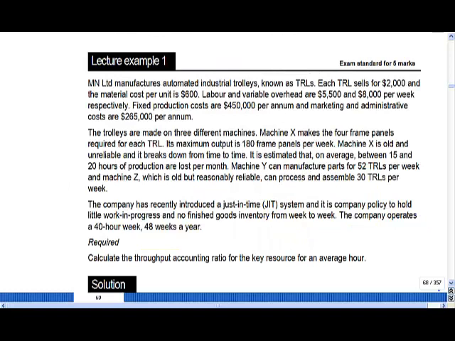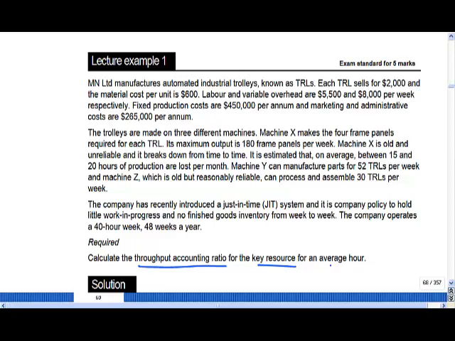So if we have a look at lecture example 1, we've got to calculate our throughput accounting ratio for the key resource for an average hour. So what we have here is actually quite a detailed scenario for a question which is just asking us to calculate our throughput accounting ratio. Let's have a look at that scenario.